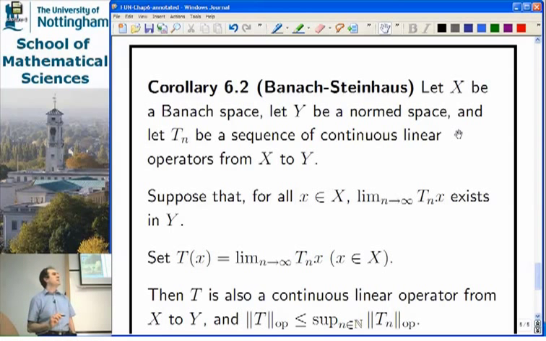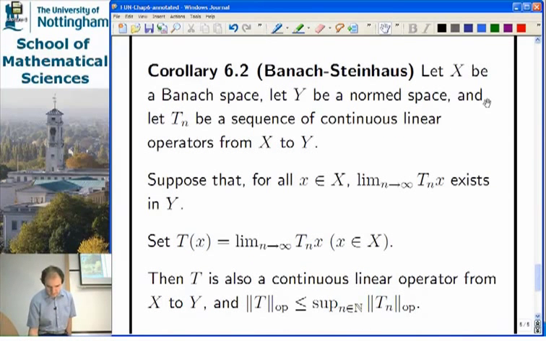This is a nice fact about sequences of operators that converge pointwise. So it's an immediate corollary of the previous one. So you've got a Banach space, and you've got a normed space, and you've got a sequence of continuous linear operators from X to Y, and it so happens that they converge pointwise to some other operator T. So they converge to something, but we don't know yet whether T is continuous. So they converge pointwise to some map T.